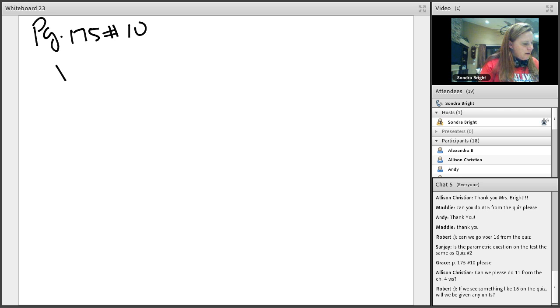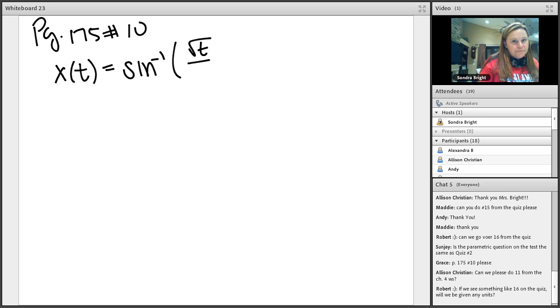They say x of t is inverse sine of the square root of t over 4. And did I write the right problem? Okay, yeah. They want: a particle moves along the x-axis so that its position at any time t greater than 0 is given by this. So this is the position function. They want you to find the velocity when t equals 4.